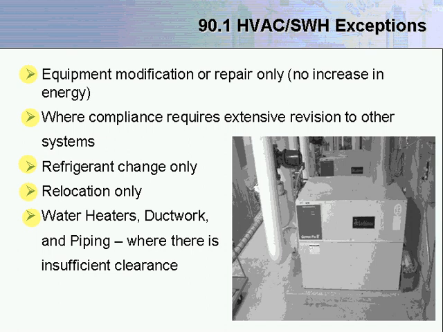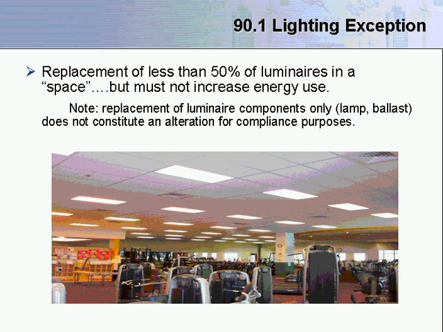Let's look at lighting. Lighting is fairly straightforward with one major exemption. If you are replacing less than 50% of the luminaires in a space, and this is on a space-by-space basis, then you don't have to show compliance. However, you must not increase the energy use. Now, again, this is on a space-by-space basis, so if you're replacing all the lights in the office areas, but only 20% of them in the lobby, then office would need to show compliance, but the lobby would not.